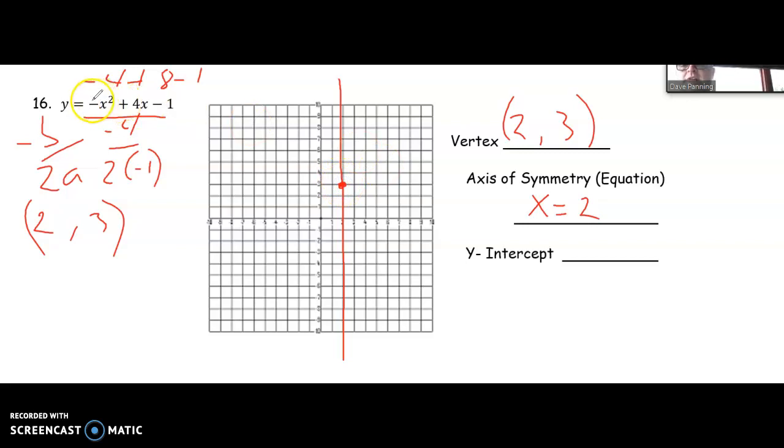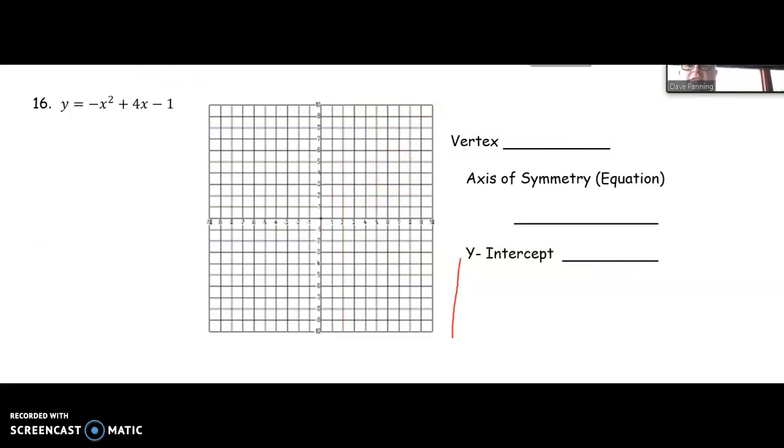And then because the a value is negative 1, normally I go over 1 and up 1, but now I'm going to go over 1 and down 1 in both directions. Normally I go over 2 and up 4, but now I'm going to go over 2 and down 4 in both directions. And my parabola looks something like this. Y-intercept is right here at the point 0, negative 1. So there's the first one, and that's in standard form.